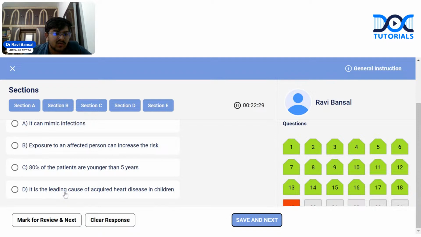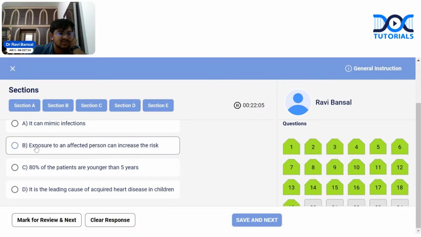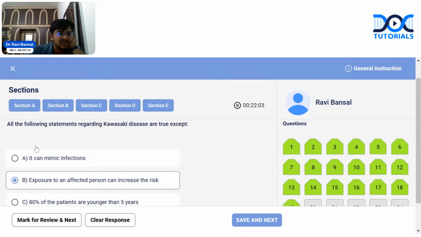Is it a leading cause of acquired heart disease in children? Kawasaki is very common in the Indian subcontinent and South Asian countries. And Kawasaki is the name of, obviously, some Japanese doctor. It causes coronary artery aneurysm, so it is the leading cause of acquired heart disease in children. It might be true, but exposure to an affected person can increase the risk does not sound right, because it is not an infection. Some persons are predisposed to get this vasculitis. So this sounds wrong.